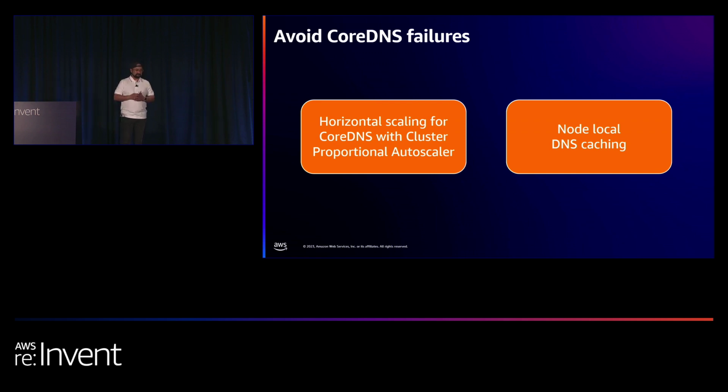Another best practice is using node local DNS caching, which means you can deploy the caching with a simple kubectl command on every single node. That allows you to improve the performance rather than going back to CoreDNS to get the DNS resolution.